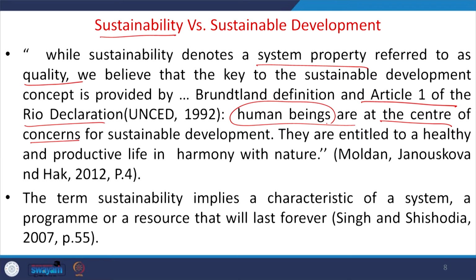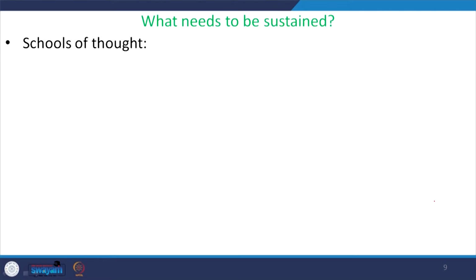So, in this context we can say that the term sustainability implies the characteristics of a system or a program or a resource that can last forever, whereas sustainable development means we are focusing on human development and how their needs can be satisfied along with those of the present generation and future generations.